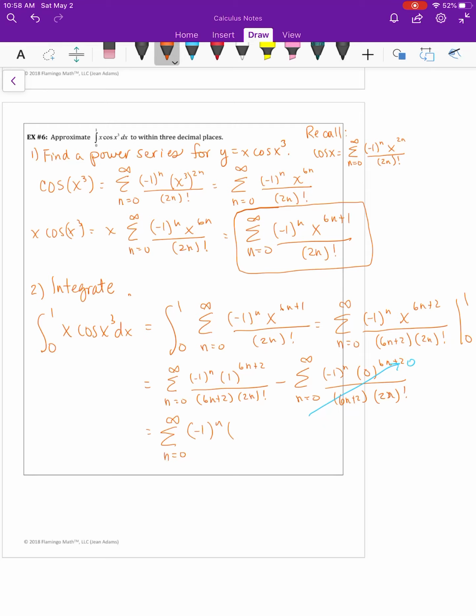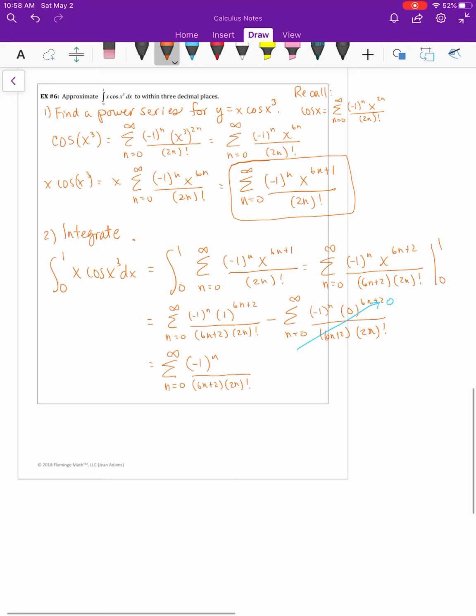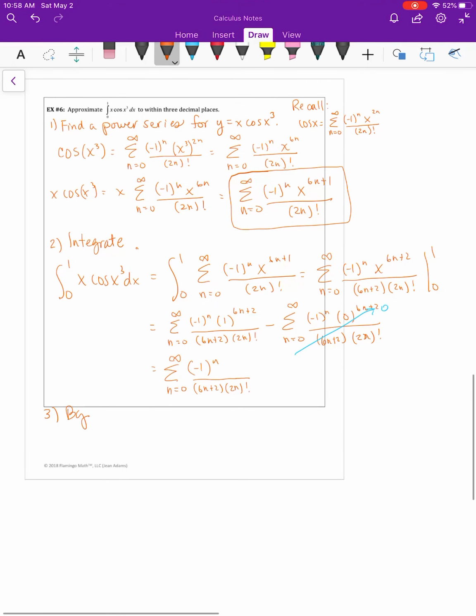Okay, so this is just going to be summation n equals 0 to infinity, (-1)^n times, and really 1 to any power is just 1, so you really don't even need to write that, over (6n plus 2) times (2n) factorial.